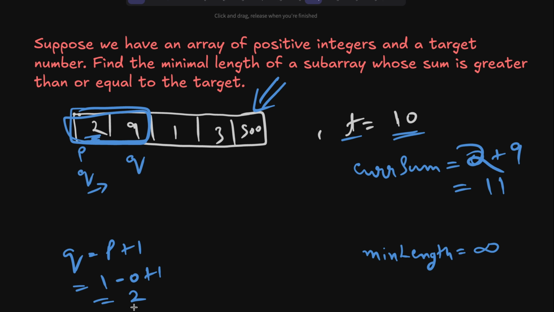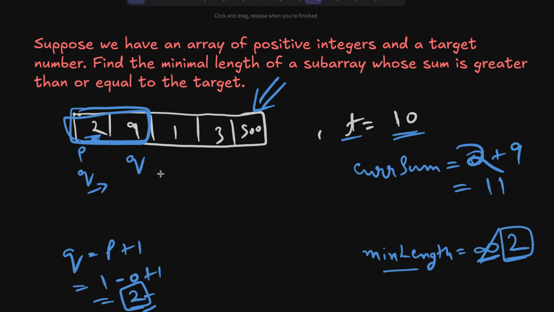So I will check which one is smaller. Is this smaller, or is the minimum length that we already stored smaller? This represents infinity. There are different ways to represent infinity in different languages. Here it is very clear that this is greater than this, right? And I need the minimum. So I will take the 2 and replace infinity with 2. So till now, the subarray that has a sum greater than or equal to 10 has a length of 2.